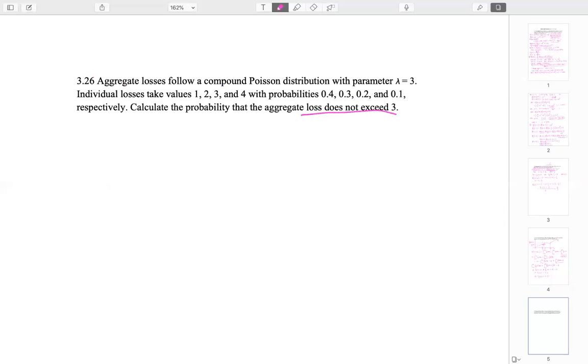So first is the wording of the question itself. Does not exceed 3, which means I want it to be less than or equal to. So equality needs to be taken because this is not exceed, right? Which means you wanted 1 minus exceed, right? That's why what I'm looking for is less than or equal to 3. So here we can do the same analysis as I did in the first question.